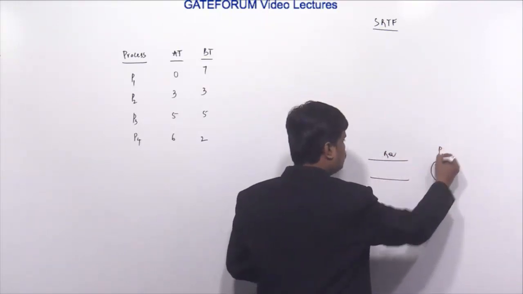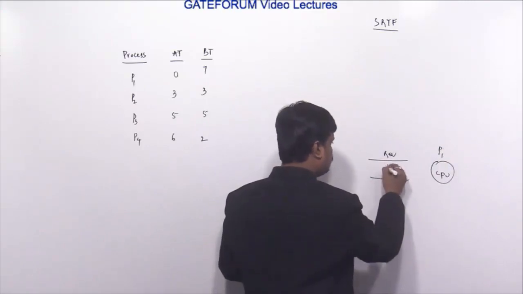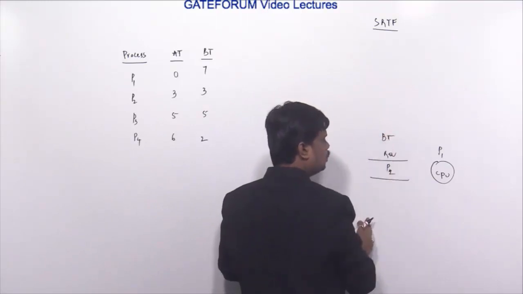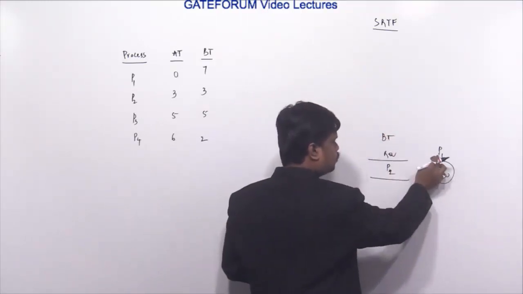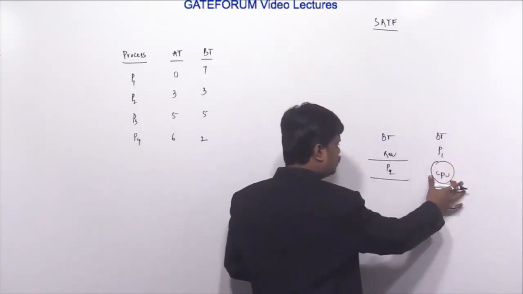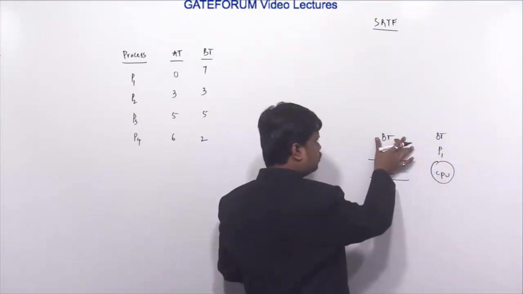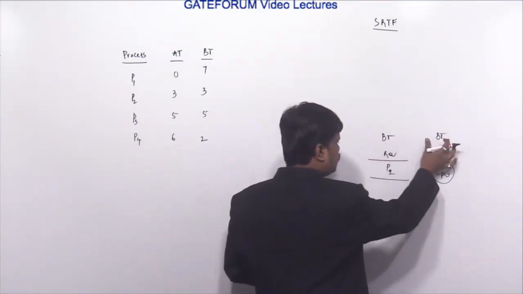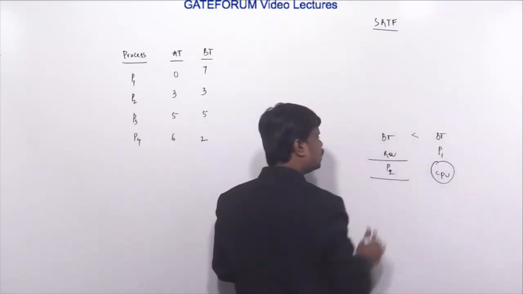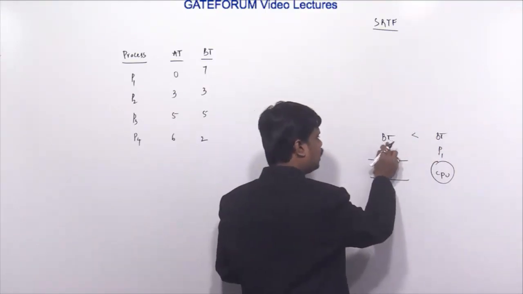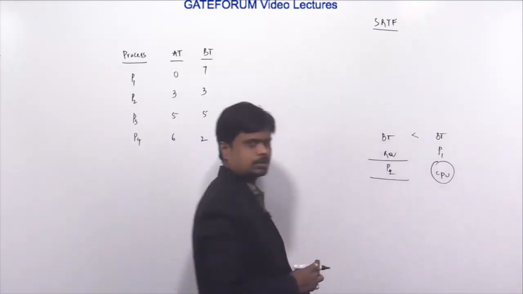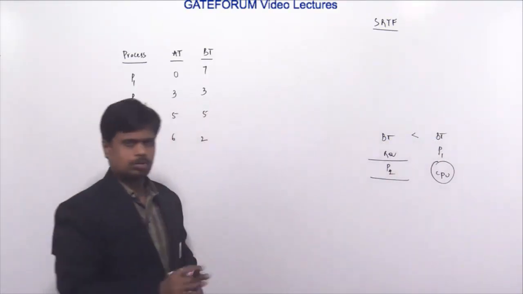Currently on the CPU some process P1 is running with some remaining burst time, and while it is running, process P2 has just arrived into the ready queue with some burst time. Now these two burst times can be compared. If the newly arrived process burst time is less than the currently running process burst time, then preemption takes place. This is the basic idea for solving this question.